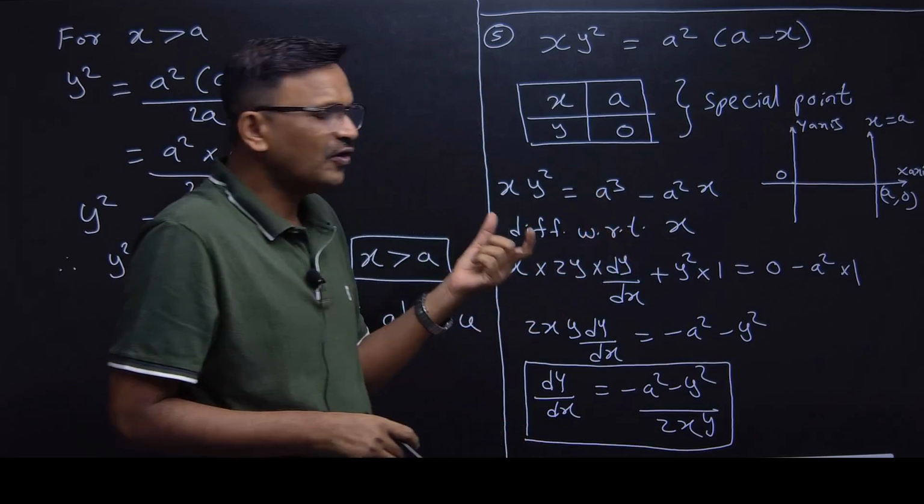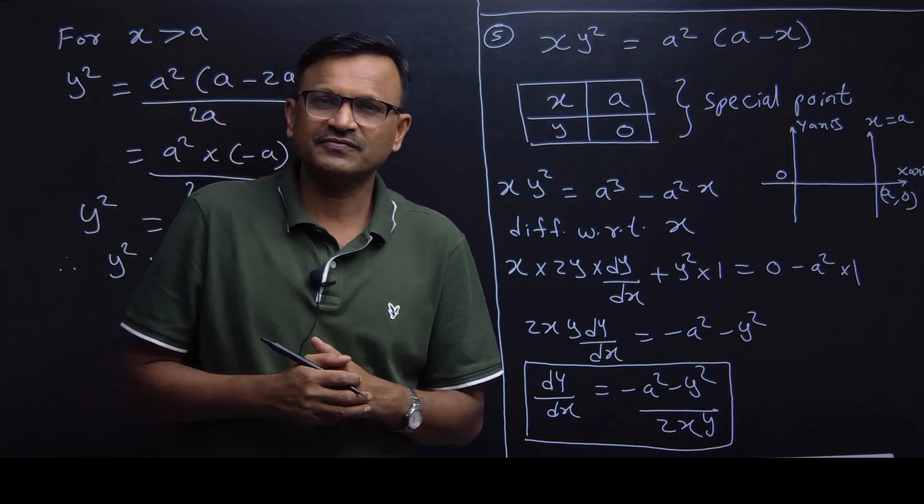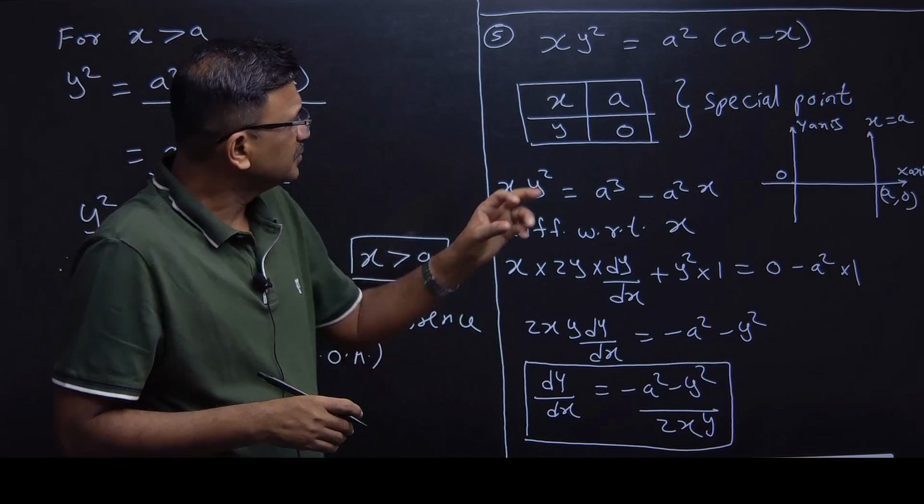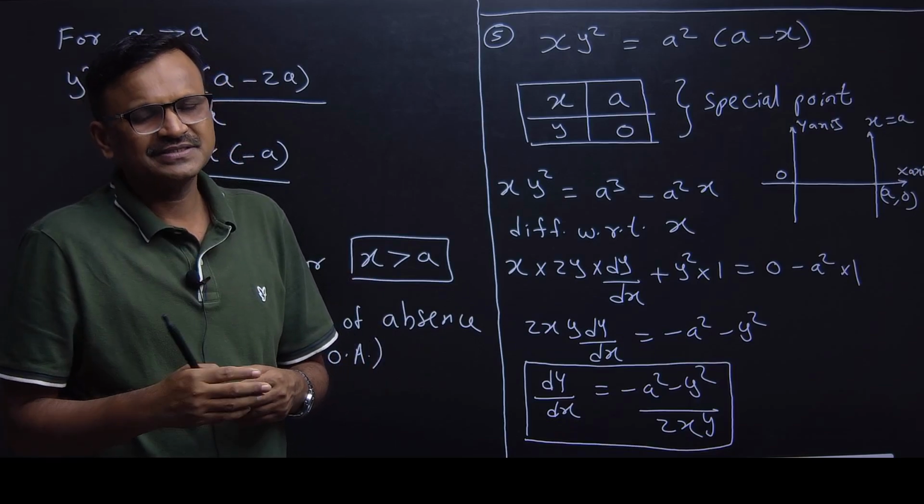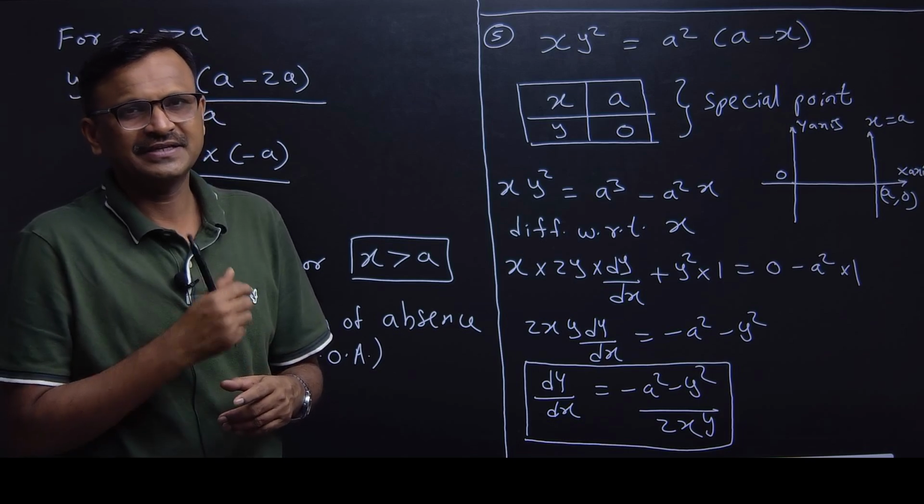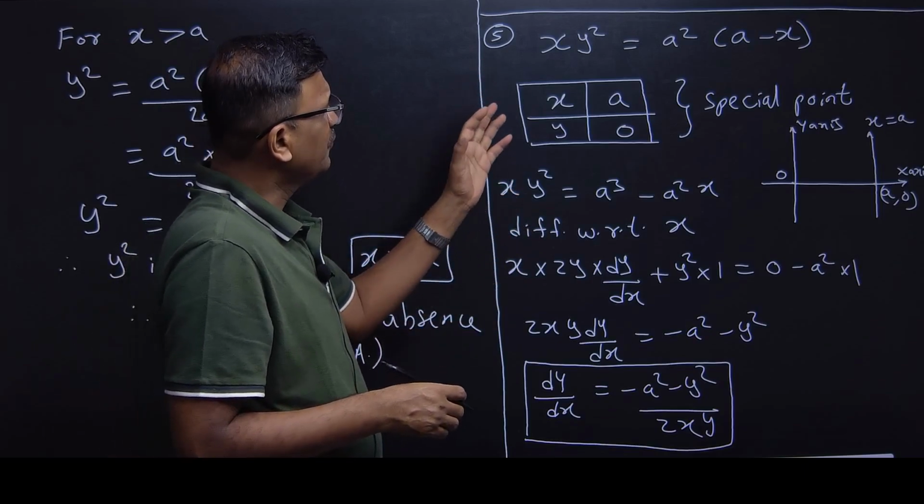At special point, we always find what is dy by dx, because from dy by dx we come to know the nature of the tangent. At any special point we find dy by dx, because from the tangent we come to know the nature of the curve, how the curve is going to turn. For that we'll differentiate this. We can differentiate directly.